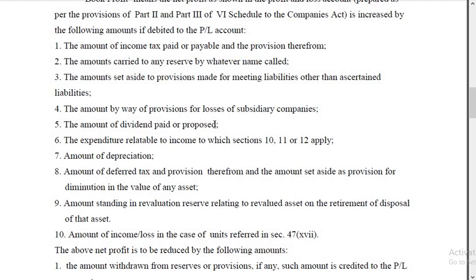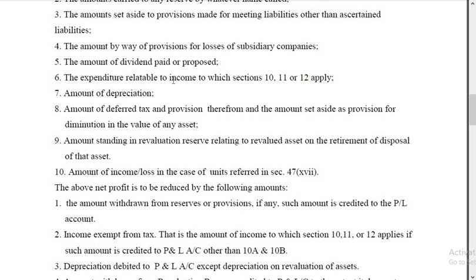The amount of dividend paid, either paid or proposed. The expenditure relatable to income to which section 10, 11 and 12 applicable. For example, section 10, it might be HRA, or it may be death cum gratuity, or it may be encashment of leave salary on retirement. So all those items come under section 10. So similarly 11 and 12.